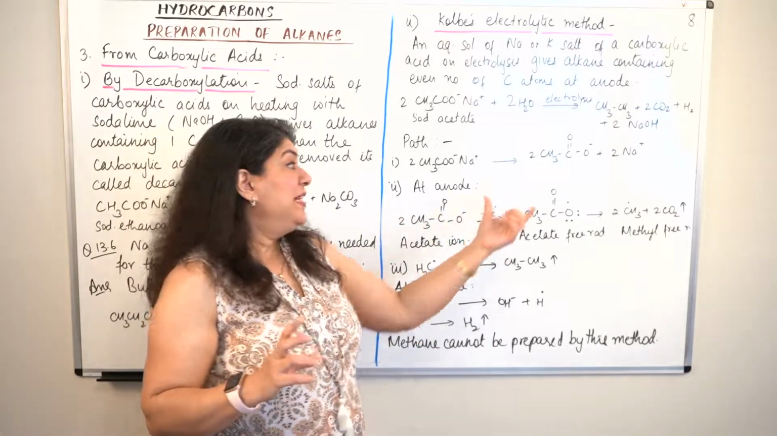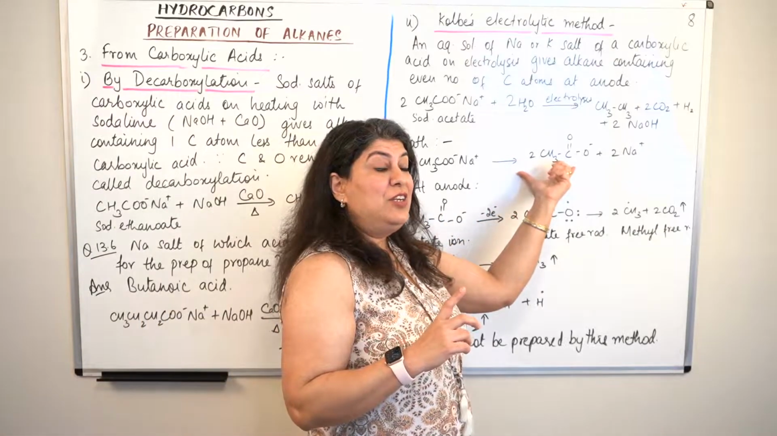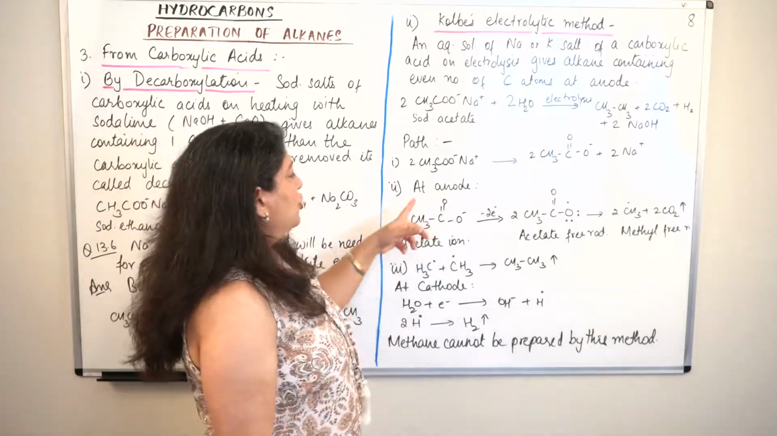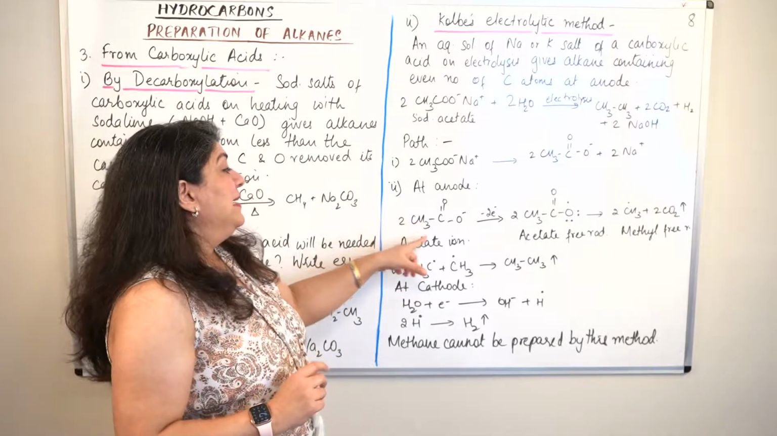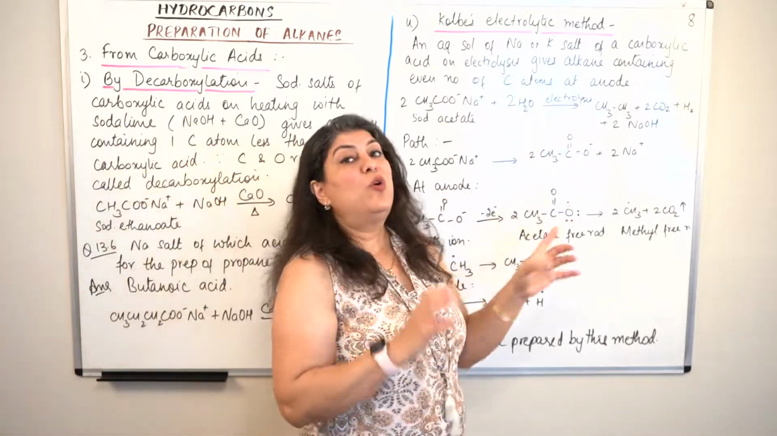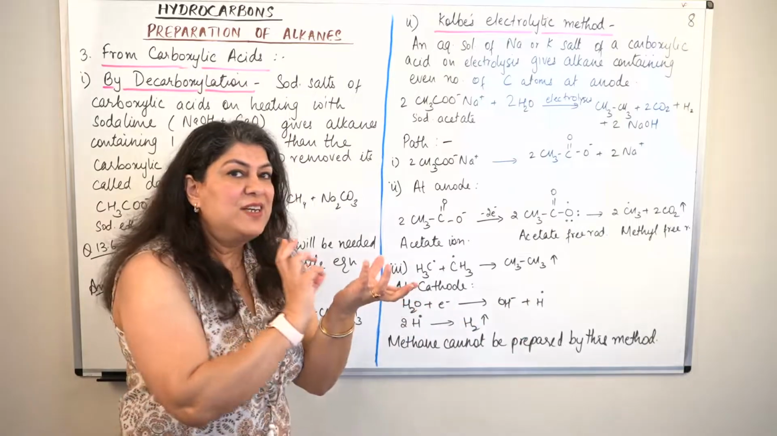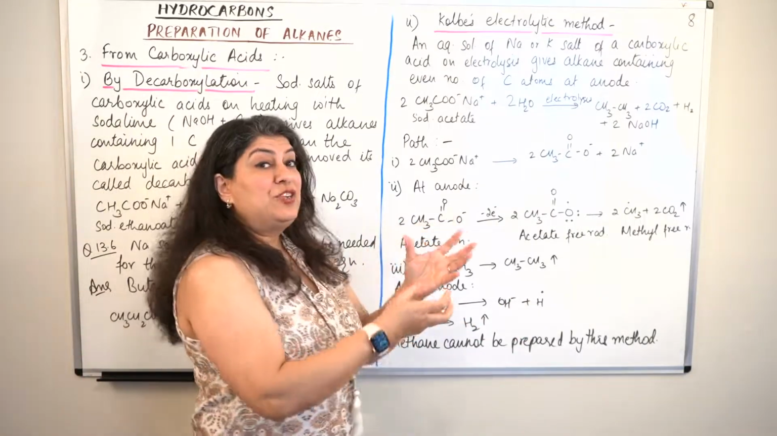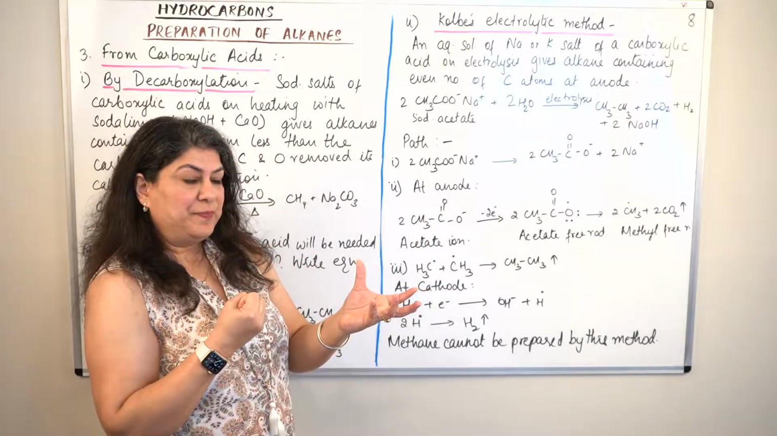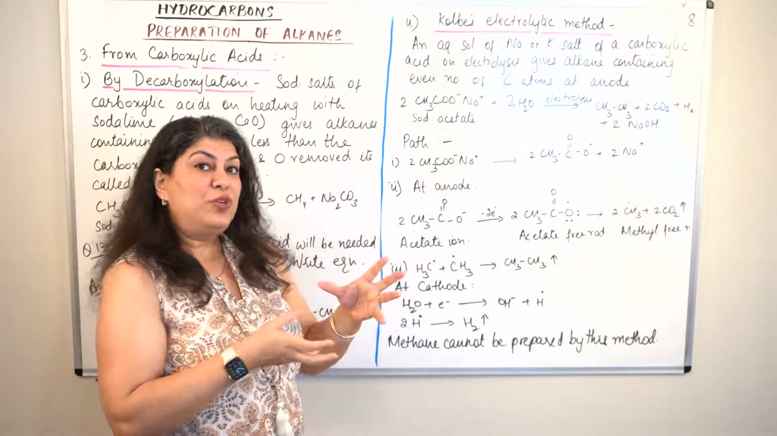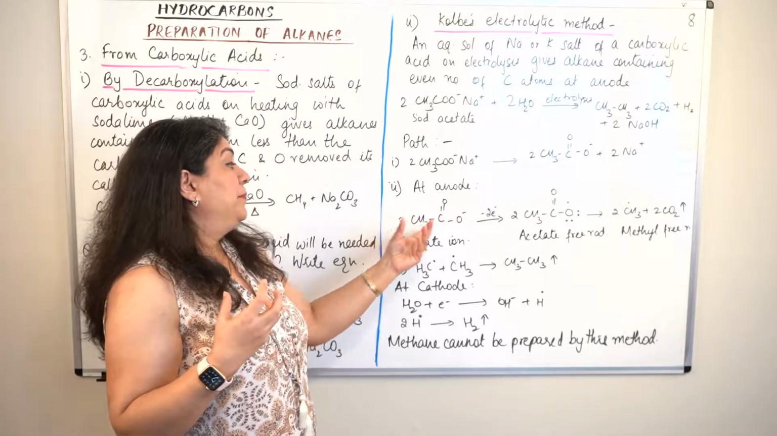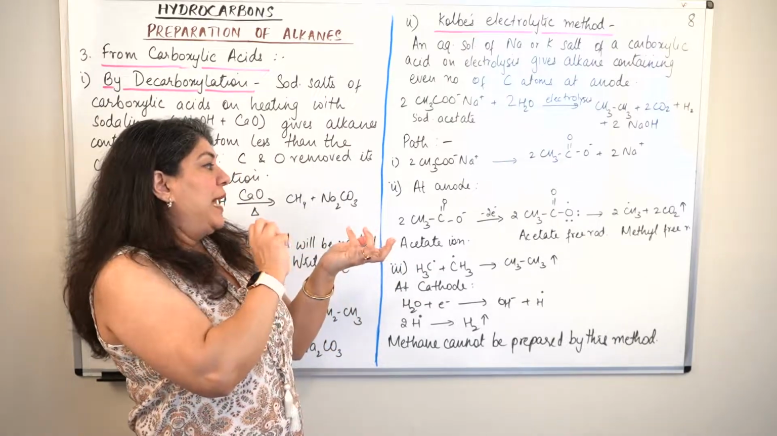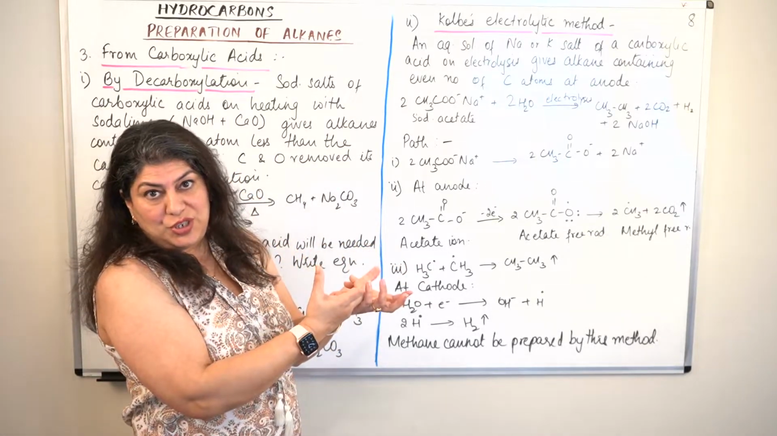Since this ion is negatively charged, it will be attracted by the positive electrode. So at anode what happens? The negatively charged CH3COO negative ion is attracted towards the anode. The anode now removes 2 electrons from it. It is the positive electrode, that is anode. The negatively charged ions move towards the positive electrode anode, and they lose 2 electrons.